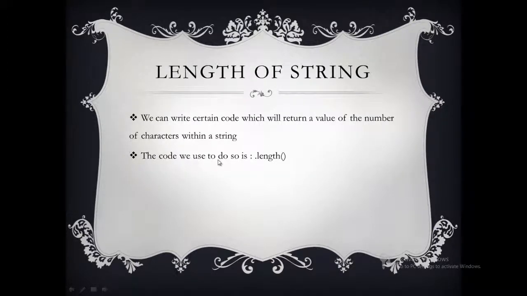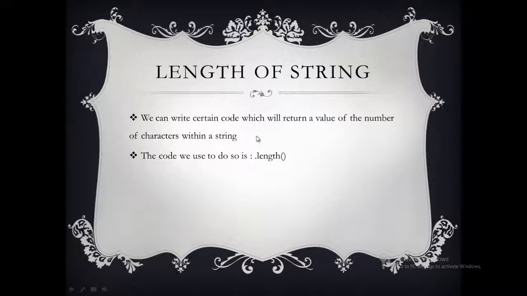The next one is the length of strings. For example, if we had a word such as hello and wanted to find out how many characters hello is made up of, or how long the string is, we can easily just use a code function to do so. So we can write a certain code which will return a value of the number of characters within a string. The code we use to do this is word.length, and that will return however many characters are in the string word, giving us an integer value.